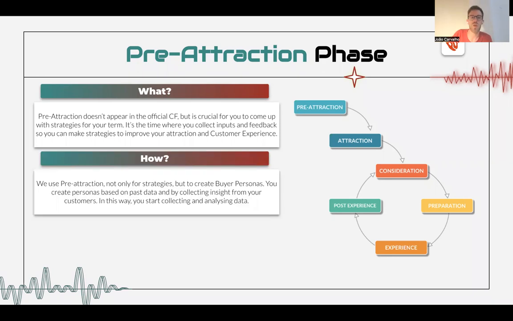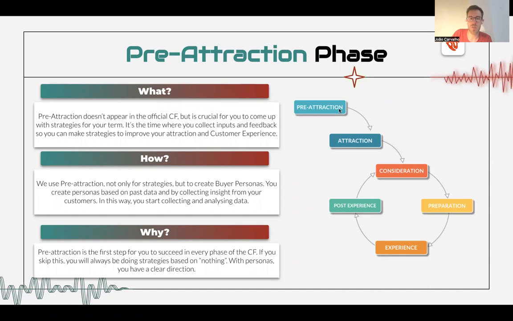Then how can we do it? We define the buyer personas. So we create a persona, how? By collecting data first, by having some phases that we will understand now, and after collecting and analyzing, we will define that persona. But why do we do that? Because to succeed in the customer flow, we need to always ensure that we have the persona and we have the direction. We need to create the strategies to have that direction. So it's why we always have a persona.